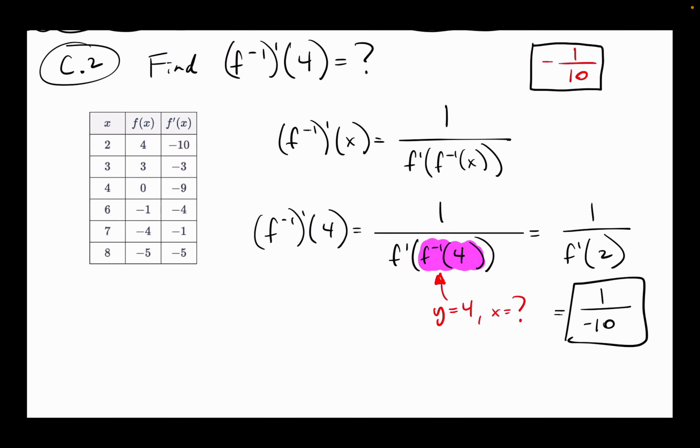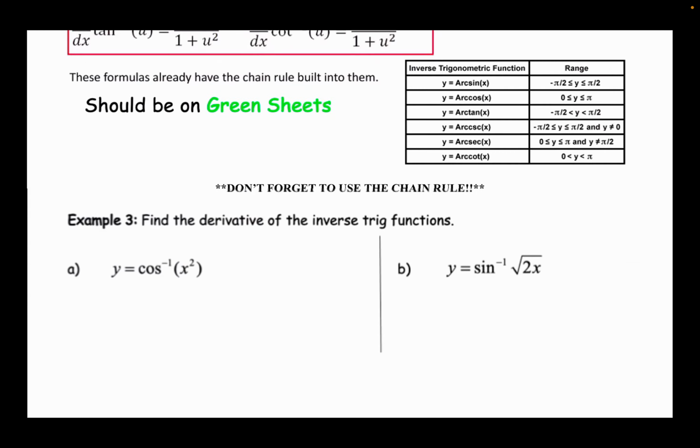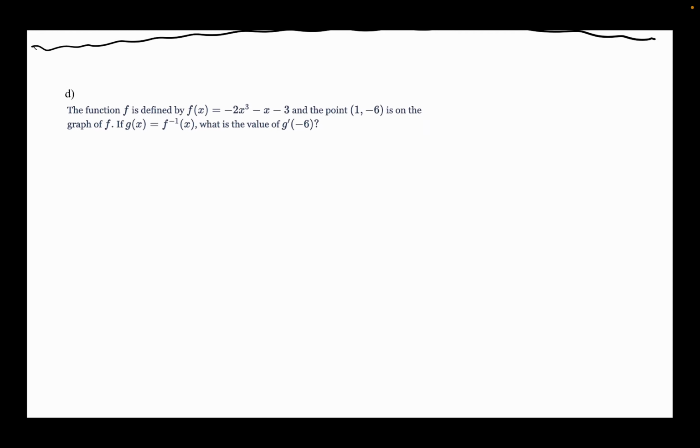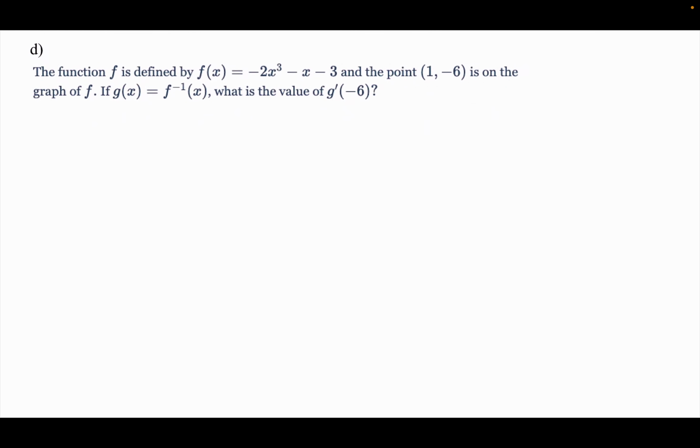All right. So let's go to that one. Let's go back to D now. I don't think we're going to get to the trig stuff. We'll get to that tomorrow, but if we have some time, I'll give you another problem like this. Okay? The function f of x is defined by f of x, and the point (1, negative 6) is on the graph of f. If g of x is the inverse, what is the value of g prime of negative 6?